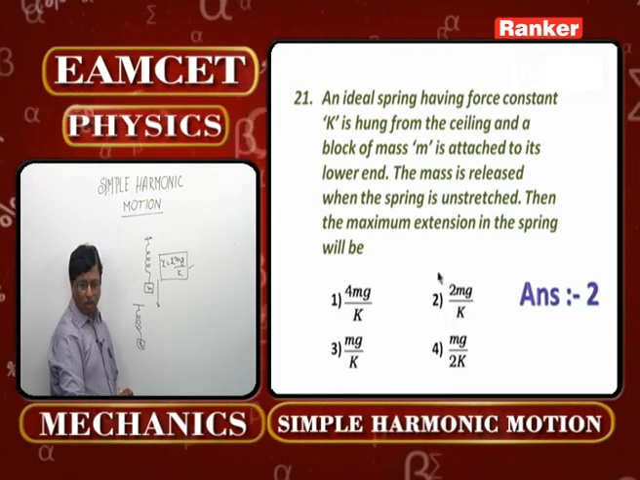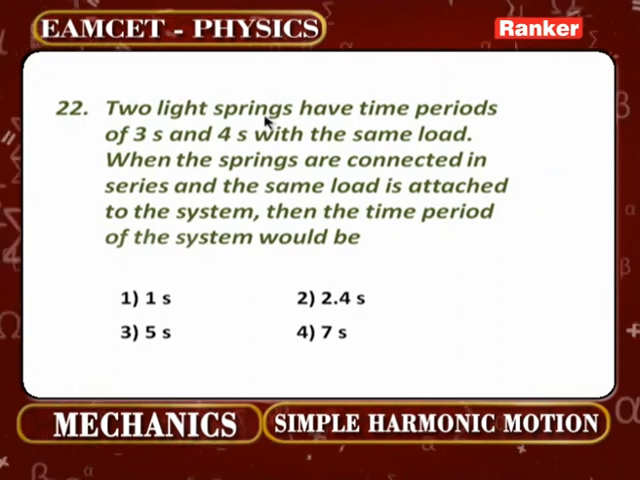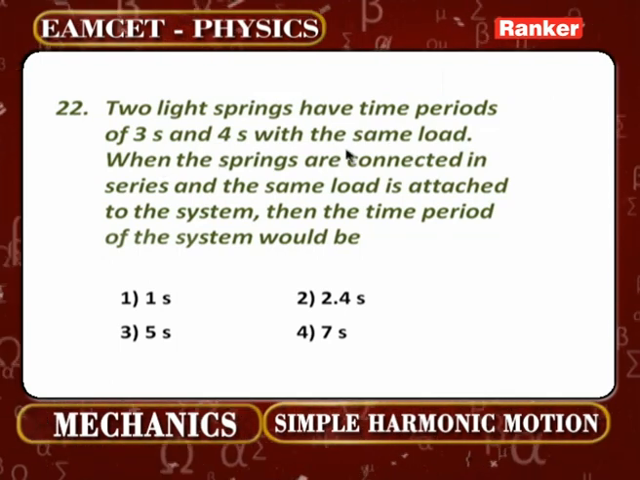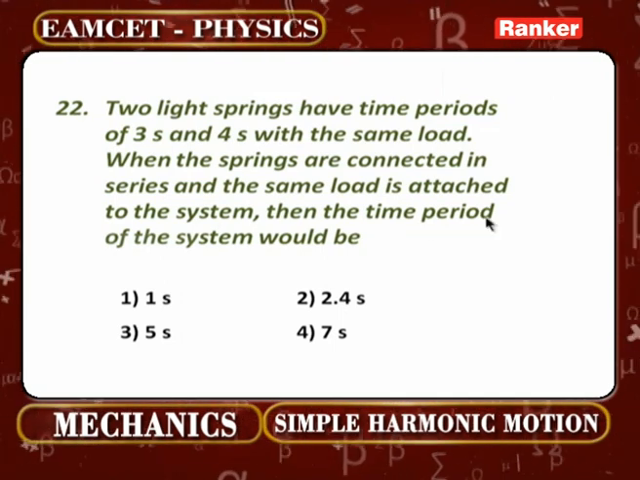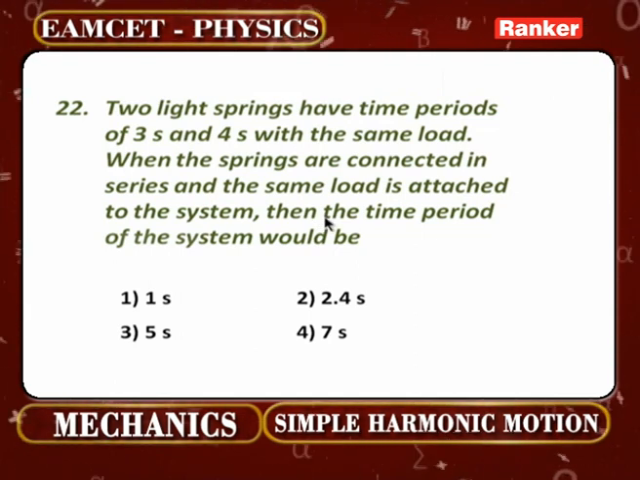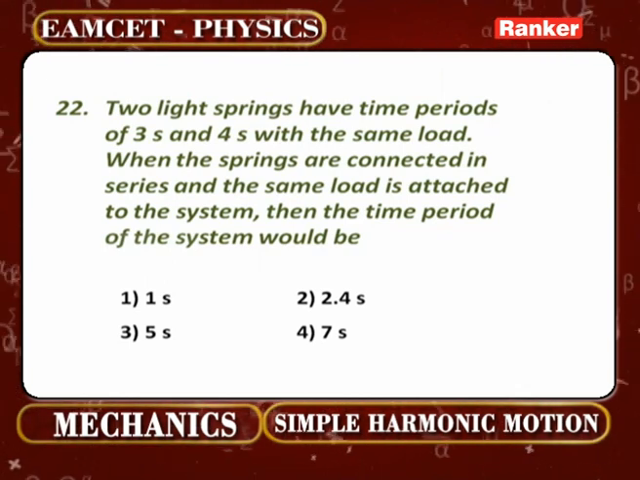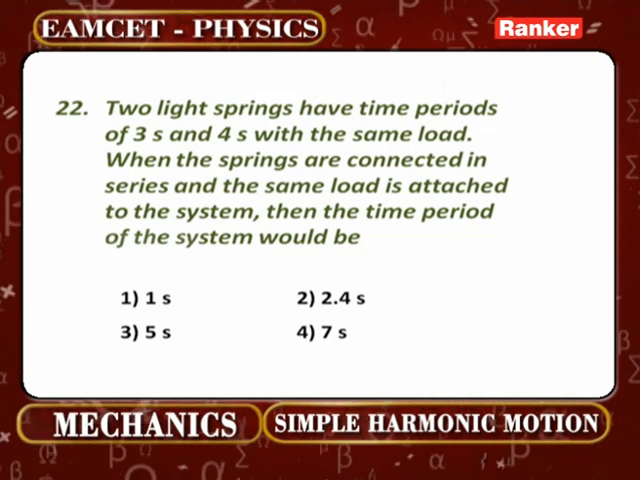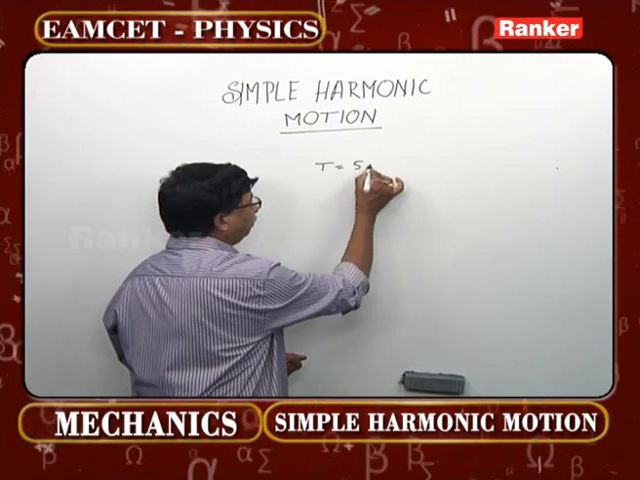That is the point. Now look at the next number please. That is, 2 light springs have time periods of 3 seconds and 4 seconds with the same load. When the springs are connected in series and the same load is attached to the system, then the time period of the system would be. In fact, you can directly identify this answer also. Actually, we have discussed T square, T1 square plus T2 square under root directly. Even if you write it also, you will be getting the corresponding answer. That means one is 3 seconds, one is 4 seconds. Then what will be the effective time period over here in this case please? It will be 5 seconds.